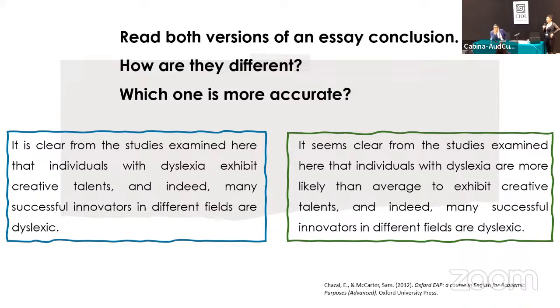All right, so we don't have the whole context of the essay, but these are two conclusions of an essay on this topic. So how are they different? Which one is more precise, more accurate, you think? The one on the left or right? The blue one. You like that one better? Why?